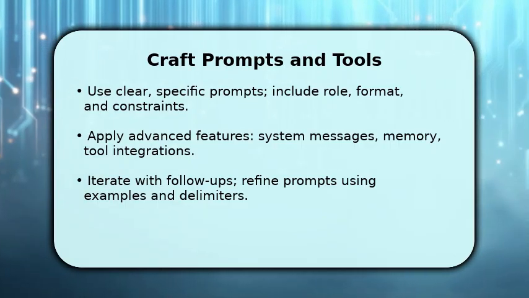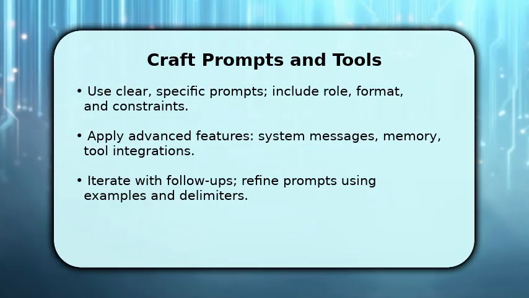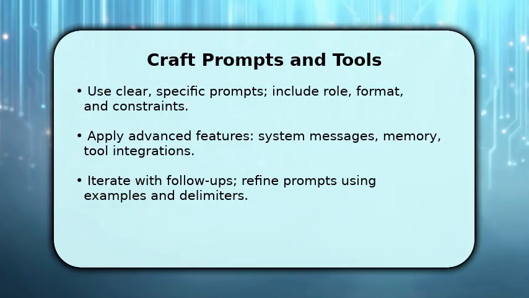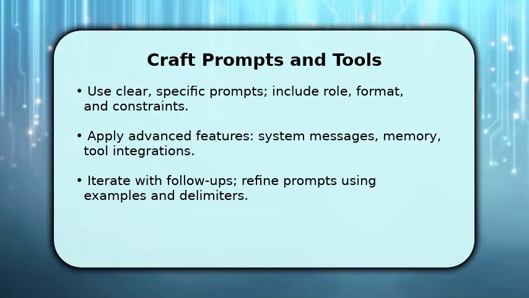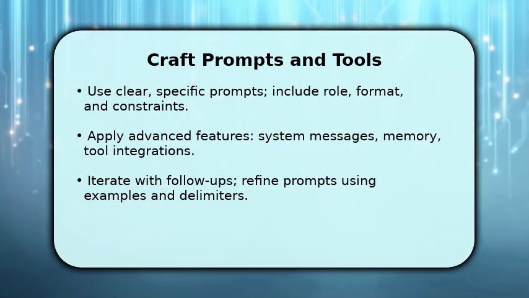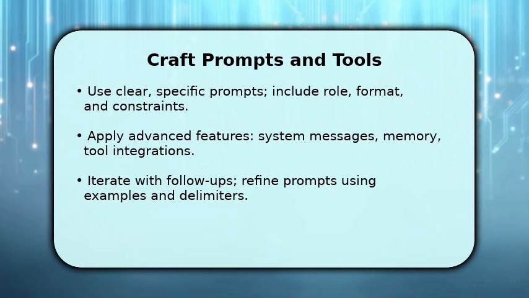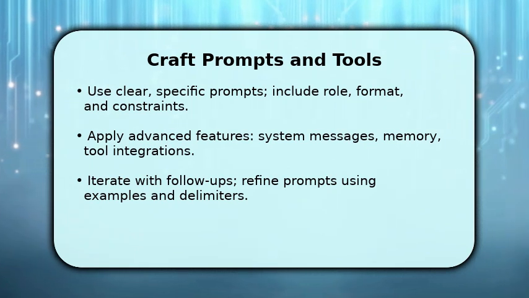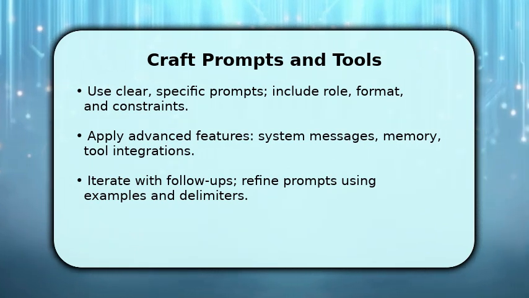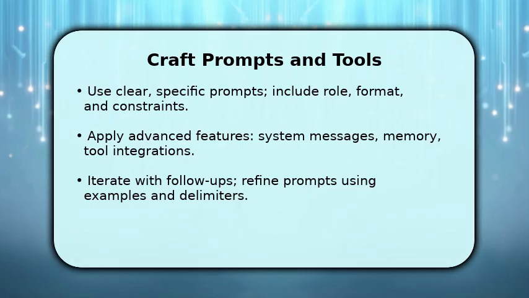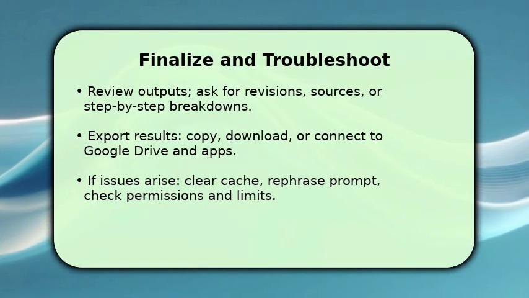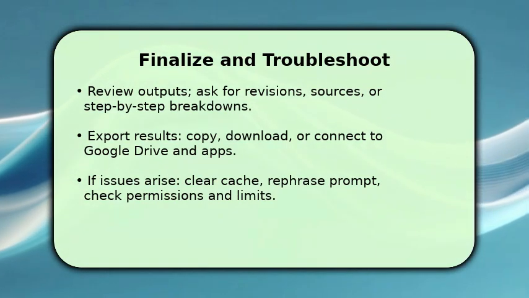Make sure to iterate, test, evaluate, and refine with follow-up prompts and examples using delimiters so the model interprets structure correctly. These middle steps turn rough results into actionable outputs. Finish by reviewing Gemini's output critically and asking for specific revisions or step-by-step explanations to ensure accuracy.